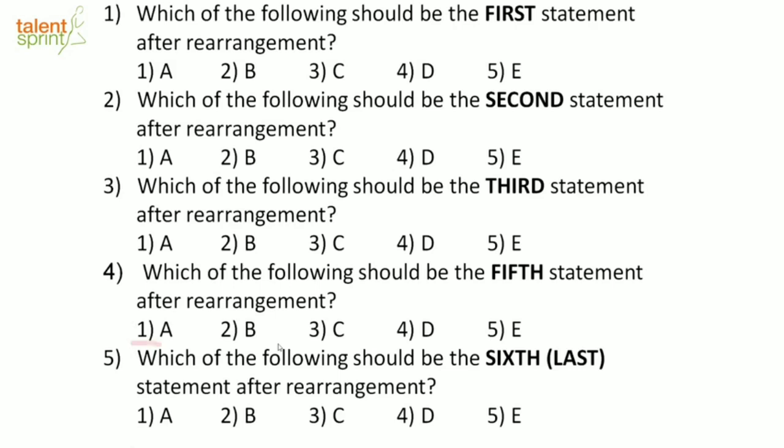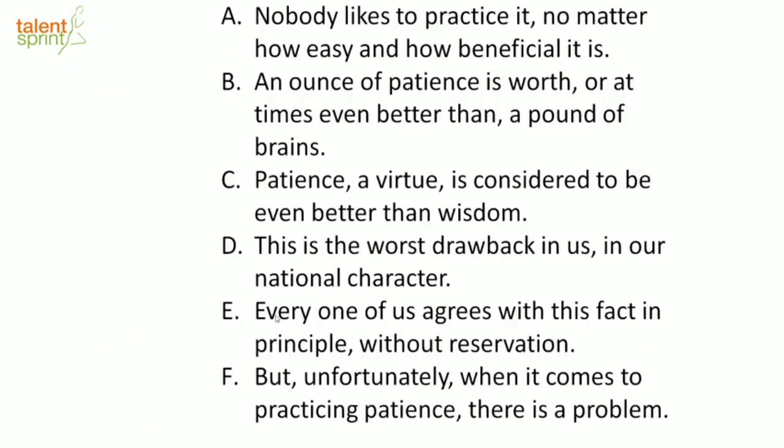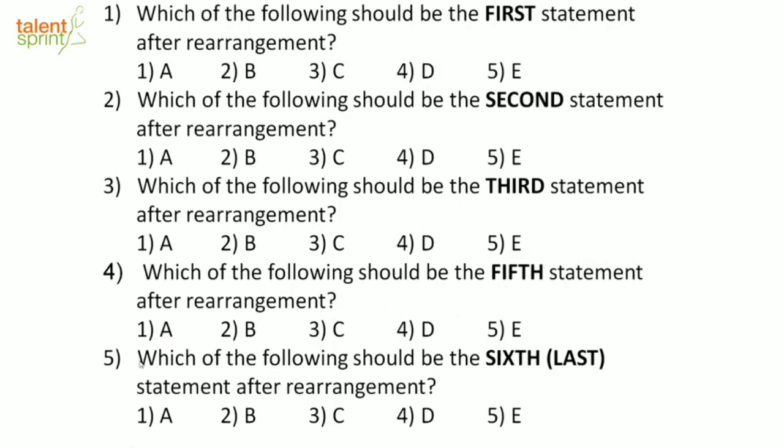Nobody likes to practice it no matter what. So A would come under 1, right? That's the answer for the fourth one. Which of the following should be the sixth statement after rearrangement, which is our last statement? Our last statement we know is D. This is the worst drawback in our national character. So that would be 4.